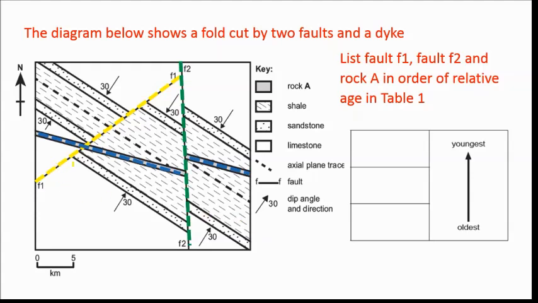Now, fault 1 has been cut across by rock A and also cut across by fault 2, so therefore it is the oldest. Now, between fault 2 and rock A, you can clearly see that rock A has been cut by fault 2 here, so therefore that would make rock A the middlest and fault 2 the youngest.